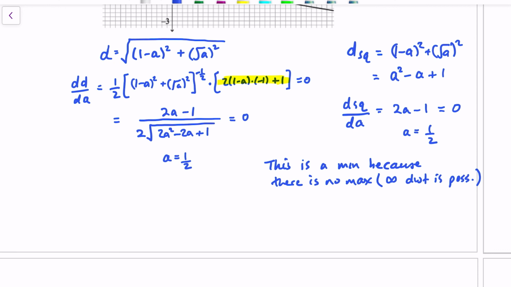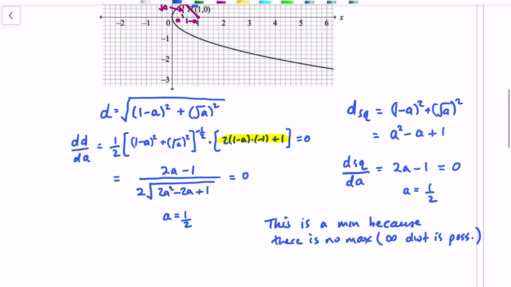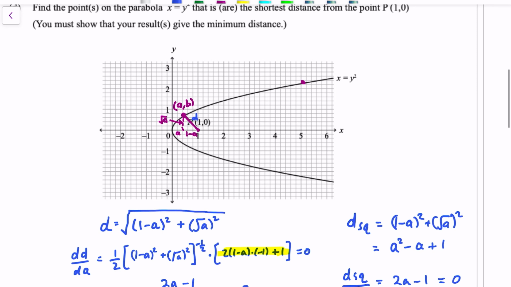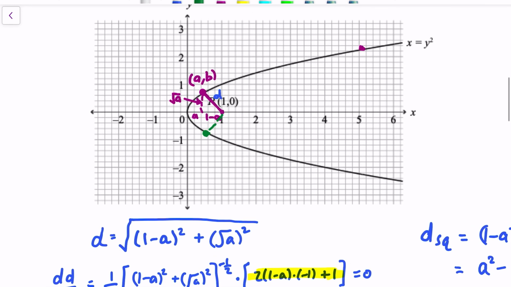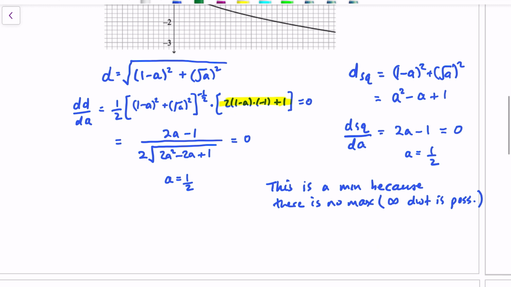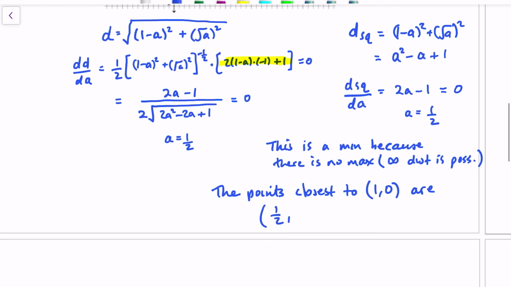Okay, so when a is equal to a half, the y value is either the square root of a, or we can have it down here underneath. Both those positions are the same distance from the point (1, 0). So the points closest to (1, 0) are (a half, square root of a half) and (a half, negative the square root of a half).